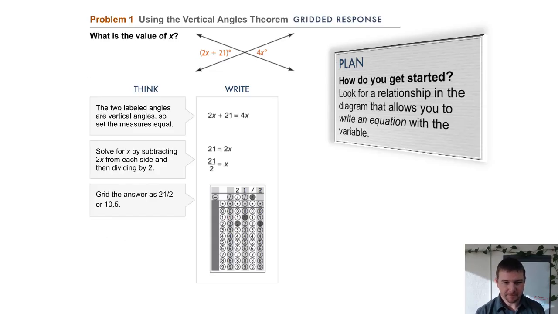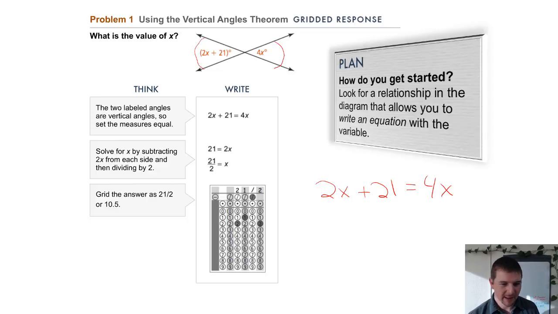Problem number 1, using the vertical angles theorem. The question is, what is the value of x? Well, here we have two vertical angles, and their measurements are given to us as algebraic expressions, 2x plus 21 and 4x. Since we know that vertical angles are congruent, we can write an equation: 2x plus 21 equals 4x.